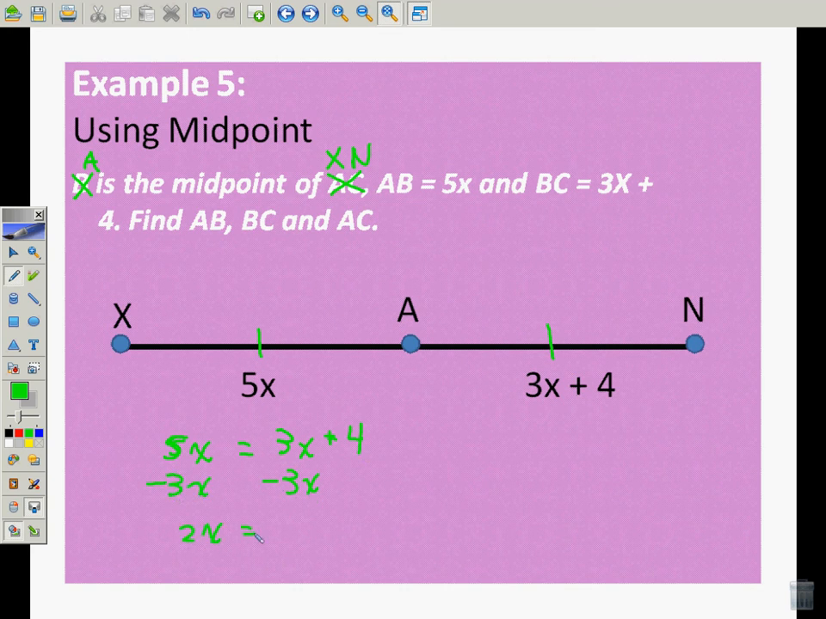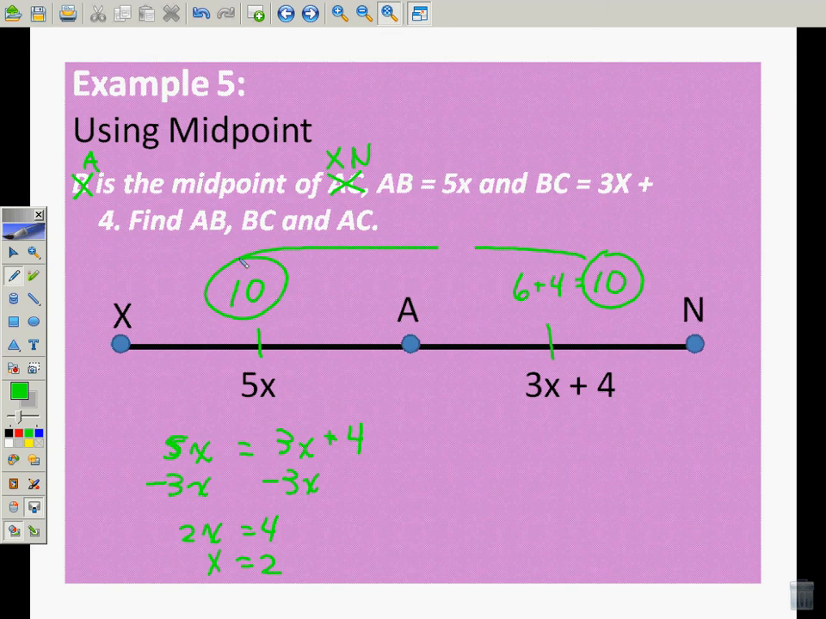So x equals 2. So what are the halves? This half is 10 then. And this half is 6 plus 4. I just checked my answer because these two things should be the same, and they are. So the two halves are equal, okay?